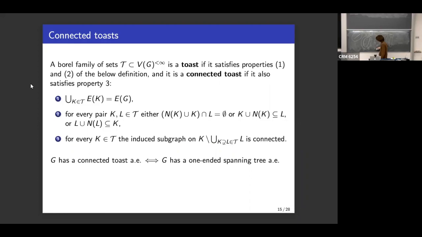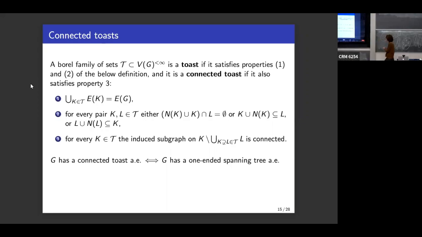The only idea for the forward direction is to start with my connected toast, and I can start drawing spanning trees inside my pieces of toast. Then I can choose a vertex from each piece of toast to connect to the outside and point things in this direction. The connectedness property will tell me that I can keep doing this in some nice connected way. This gives me a finite-to-one backwards tree, which is exactly what a one-ended tree is. So hopefully that makes a little bit of sense.